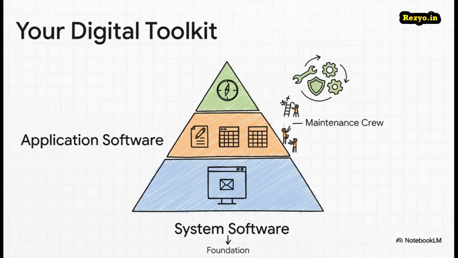So if you think about it, all the software on your computer can be broken down into 3 main teams. First, you have the system software. That's the foundation, like the OS and all the basic drivers that just make the machine run. Then you have the application software. These are the programs you actually use to get stuff done, like Chrome or Microsoft Word. And finally, you've got utility software. Think of this as the maintenance crew, the antivirus and cleanup tools that keep your computer healthy and running smoothly.